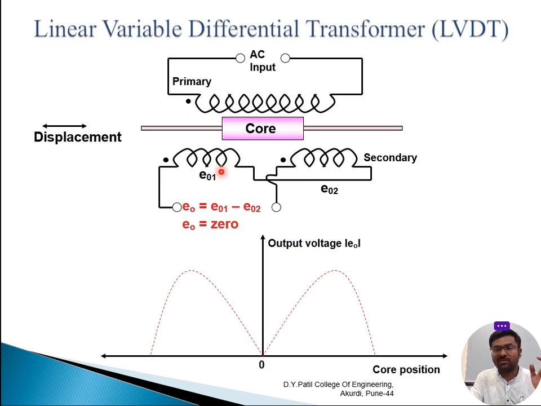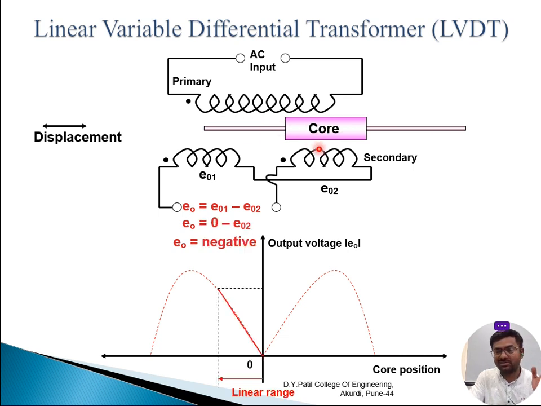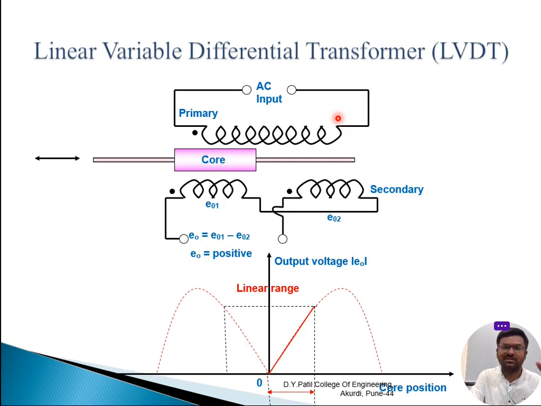Okay, another point is whenever the core is exactly at the center, and the third part is whenever the core is towards the right hand side. So you're supposed to understand this LVDT concept by considering three core positions. On considering three core positions, you can easily explain the working principle of LVDT. So first, we will consider the first position, where the core is towards the left.